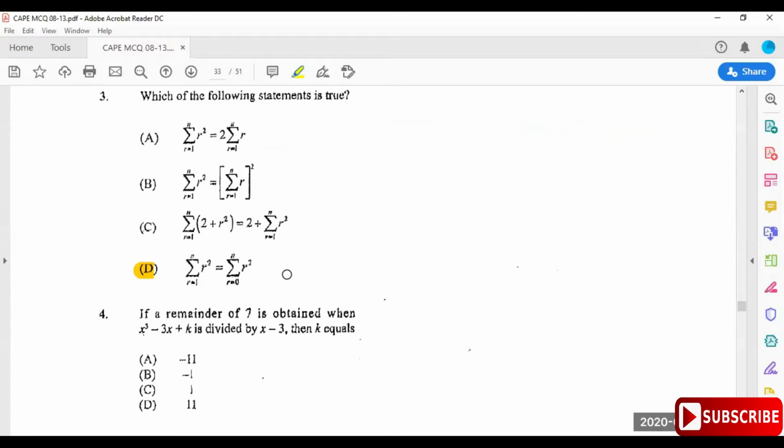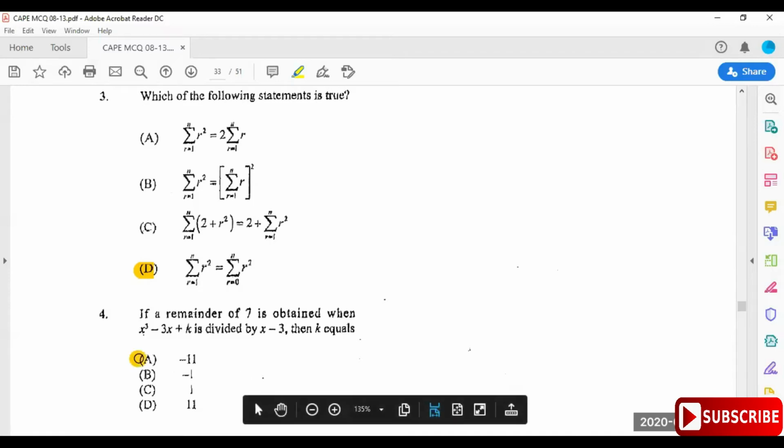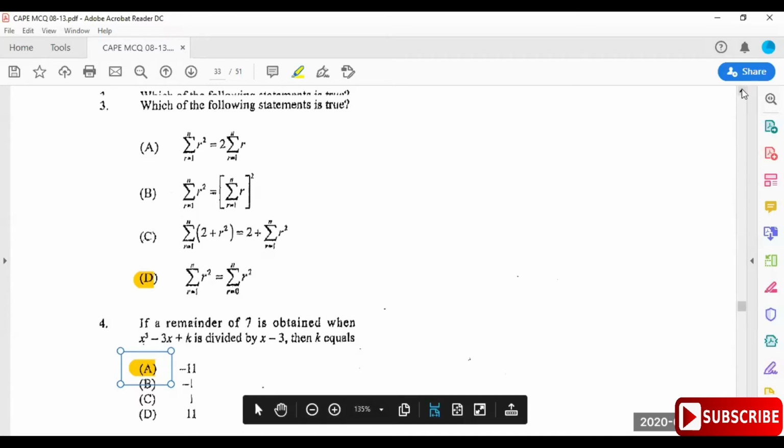All right, let's look at question 4. And you're fine with the other options, right? You know that A and C are clearly out, right? All right. Question 4. It says if a remainder of 7, where said is it A? Oh, that's a repeat one, right? Yeah, this is a repeat one. So all you do is set f of 3 equal to 7, then you can solve for k, right? Okay.